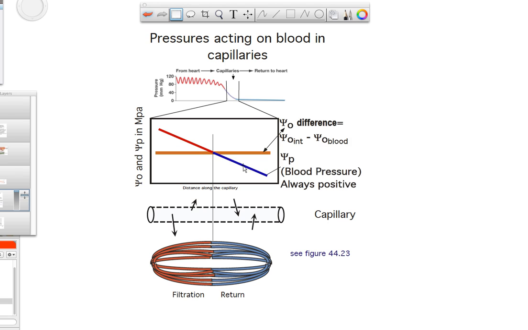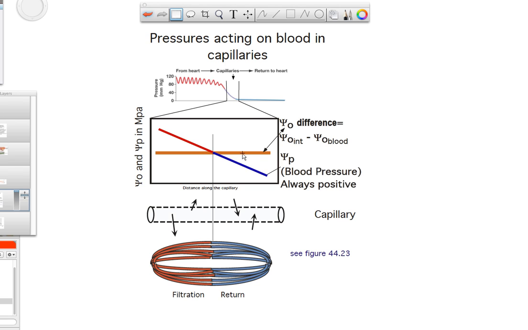At the point where these two lines cross, you have water potential equilibrium. Remember, there's more pressure in the blood than there is in the interstitial fluid.